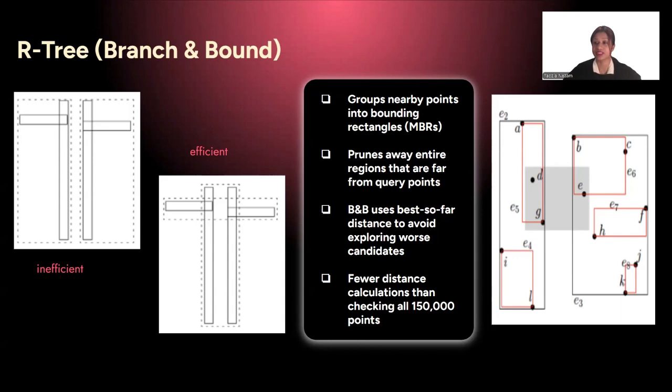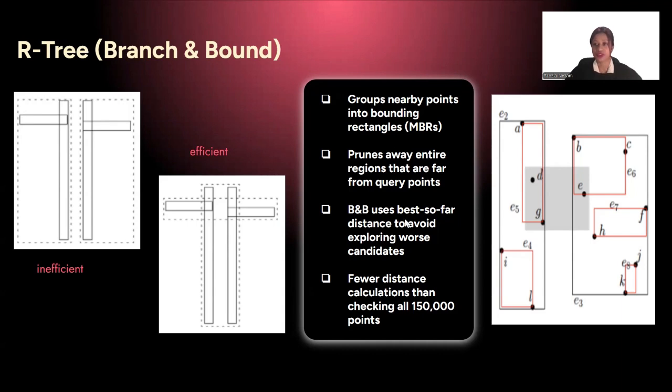So the MBRs are basically minimum bounding rectangles. What it does is it groups the nearby points into rectangles. So as you can see here, there's one MBR, here's another one, and this is our query point. So in spatial index theory, grouping actually improves efficiency, and that's what the R-tree does.